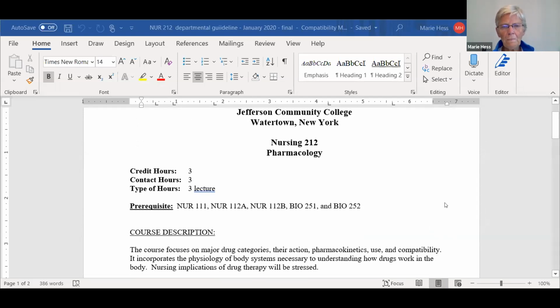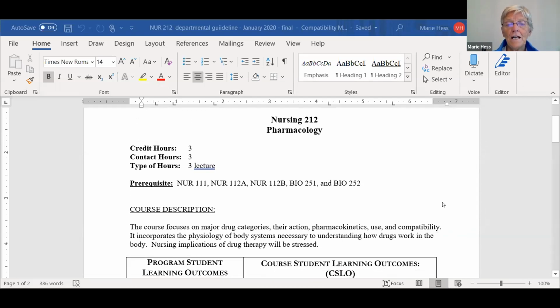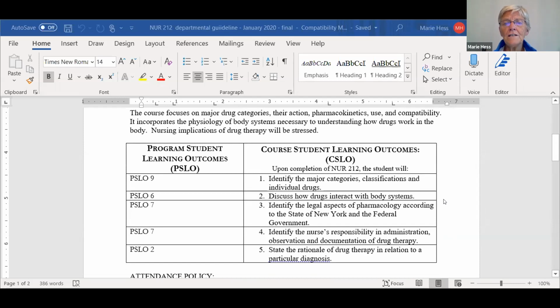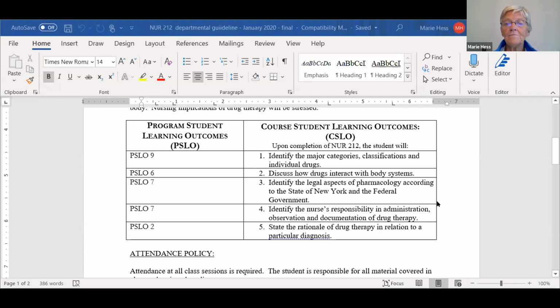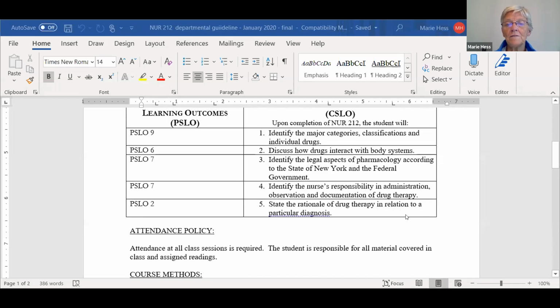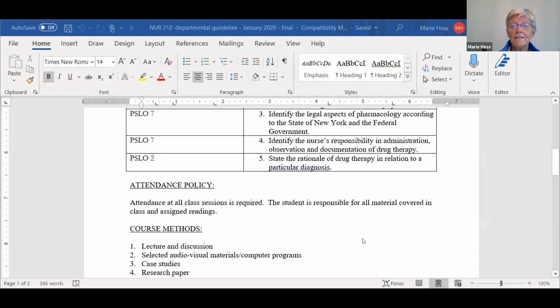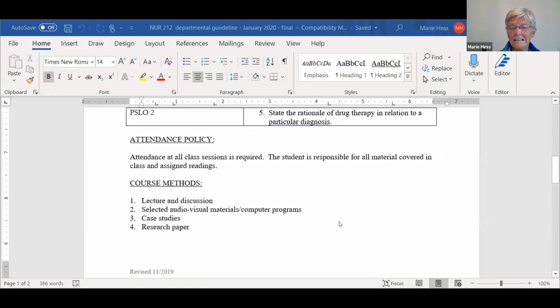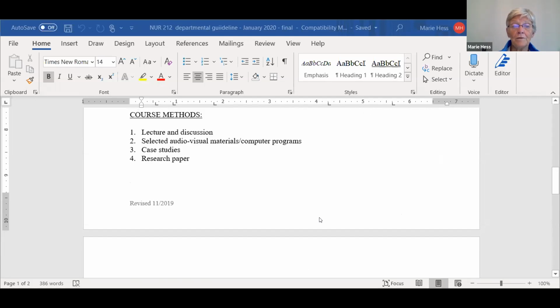If you look at this, and I posted it, but just to go over it, this is a 3 credit hour course, and it's 3 hours of lecture, and everybody has the prereqs, obviously, so I don't worry too much about that. You can see the core student learning outcomes: major categories, classification, individual drugs, how drugs interact with body systems, legal aspects of pharmacology, nurses' responsibility in administration, observation, documentation, and the rationale to a particular diagnosis. Class attendance is required and so forth. Methods include lecture discussion, audio, visual, computer programs. That's pretty much ATI. Case studies, and there's a research paper, and we'll talk a little bit about that.